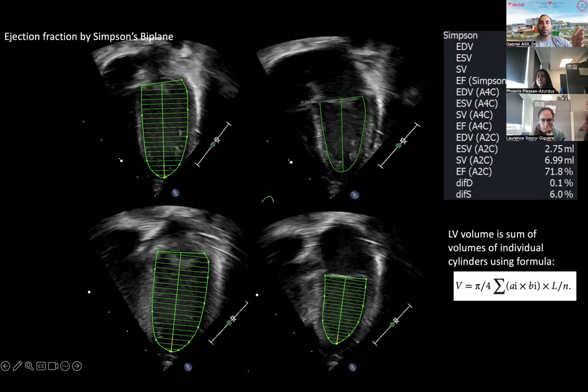So if you do 8.666 minus 2.85, you get a stroke volume. And then if you calculate your ejection fraction, which is EDV minus ESV divided by EDV, you get your ejection fraction biplane, which in this case is 67%, which is very normal because it's above 55. Does that make sense to you?